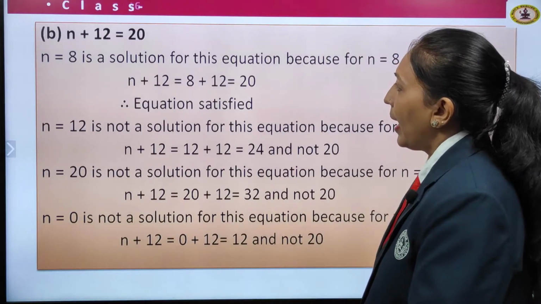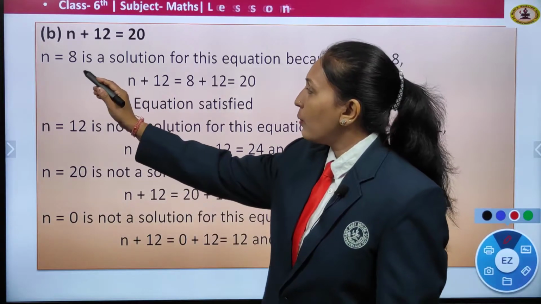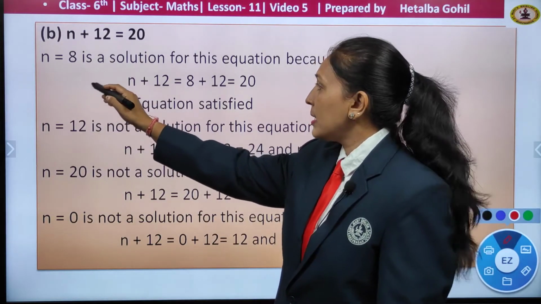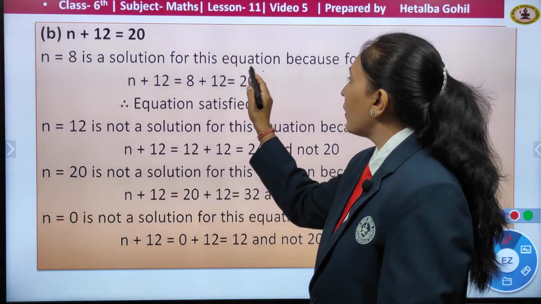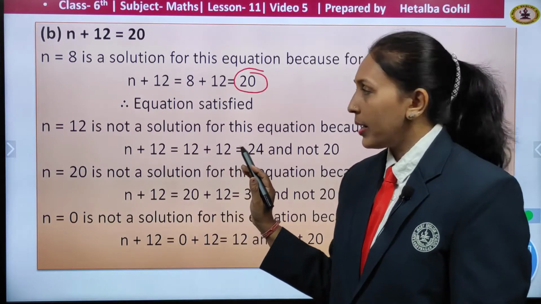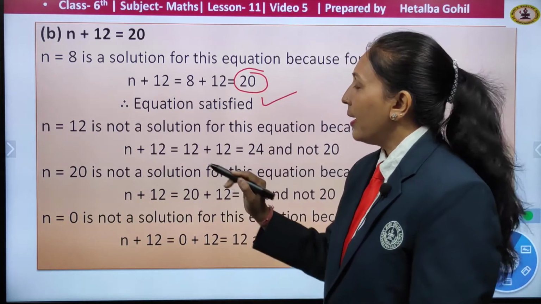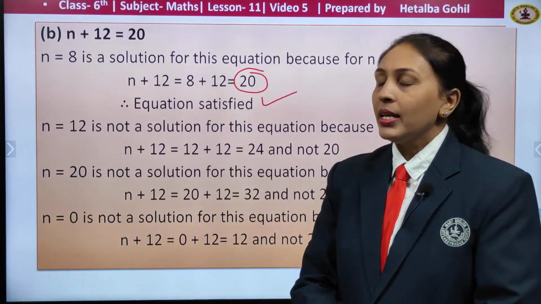One more, n plus 12 equal to 20 here. Taking the value of n equal to 8, putting the value of variable on LHS side, n plus 12, that is 8 plus 12, which is equal to 20. LHS and RHS, both the values are equal to one another, hence the equation is satisfied, and I can say that n equal to 8 is a solution for the given equation.